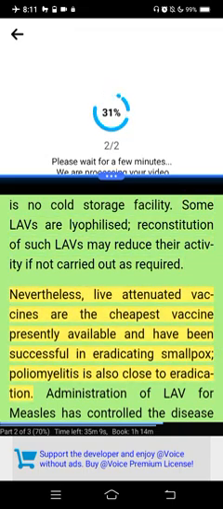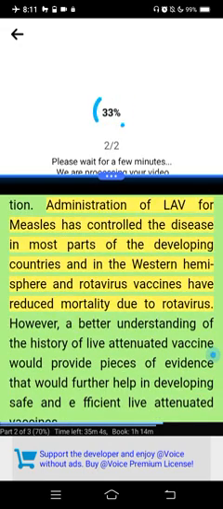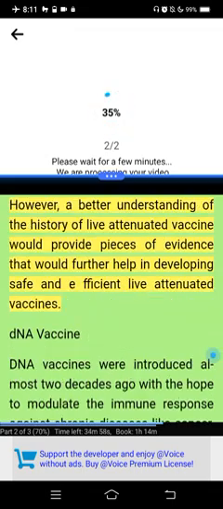Nevertheless, live attenuated vaccines are the cheapest vaccines presently available and have been successful in eradicating smallpox. Poliomyelitis is also close to eradication. Administration of LAV for measles has controlled the disease in most parts of the developing countries, and in the Western Hemisphere, rotavirus vaccines have reduced mortality due to rotavirus. However, a better understanding of the history of live attenuated vaccines would provide pieces of evidence that would further help in developing safe and efficient live attenuated vaccines.